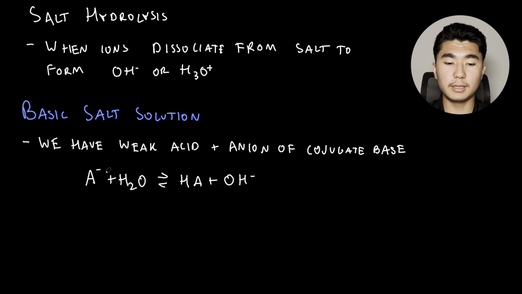But these small, highly charged metal ions indirectly decrease pH. So you might be wondering, well, how do these small, highly charged metal ions even decrease pH? How do they even do that?